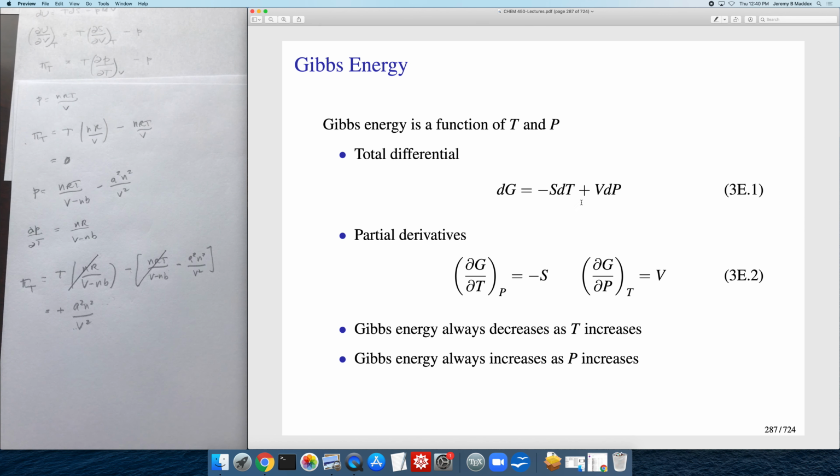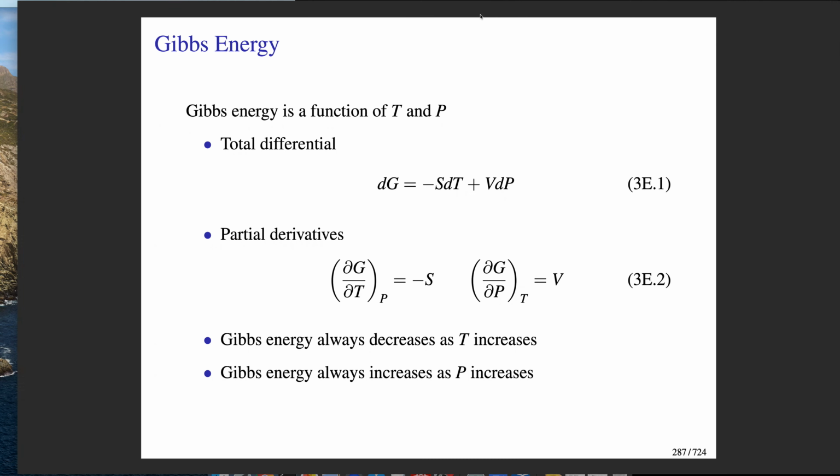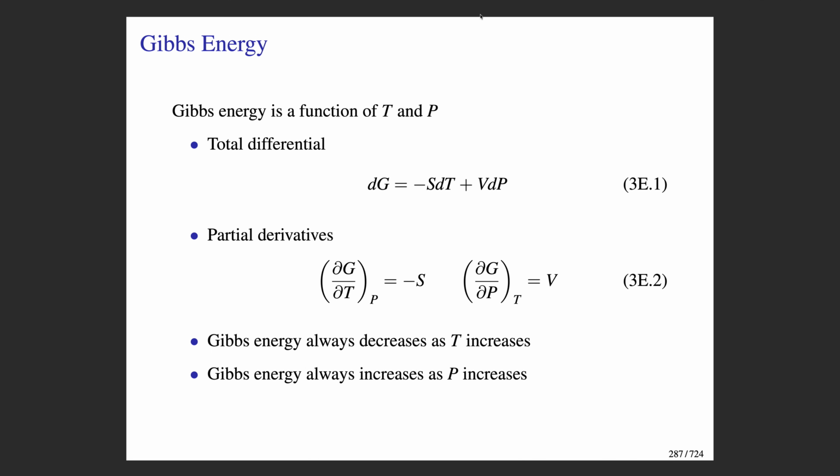Okay. Well, we're going to focus now on Gibbs energy. In particular, we want to study in more detail how Gibbs energy changes as a function of temperature and pressure, right? These are the experimental controls that we have. Gibbs energy is our criterion for spontaneity. The change in Gibbs energy also represents the maximum work we can get from a process. And so understanding how the Gibbs energy is affected by temperature and pressure is a very useful thing to know.